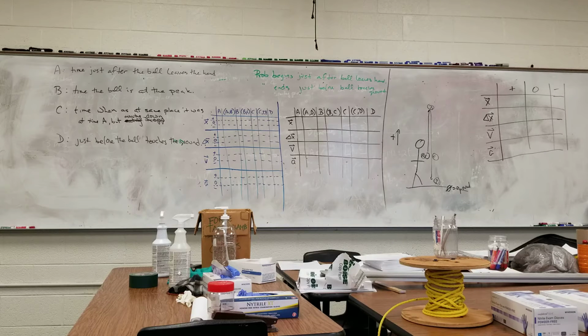You basically have from A to D, so where's the position positive? That's what I'm asking. And then where's the position zero? Where's the position negative during the course of the problem?